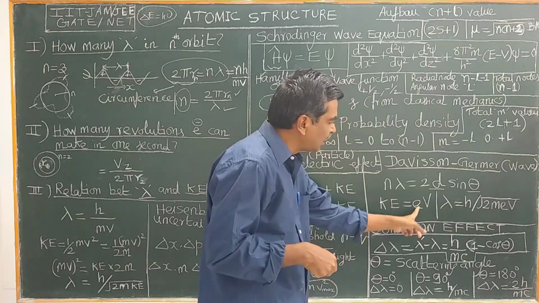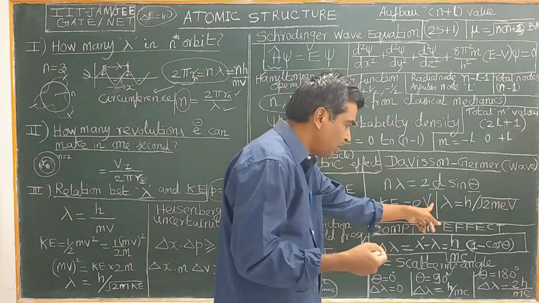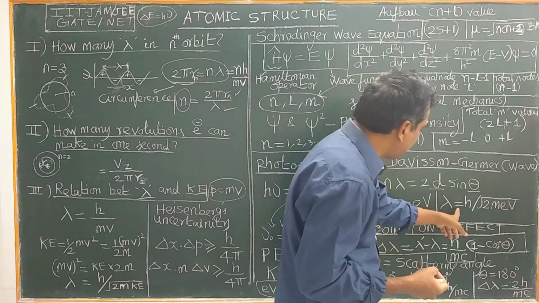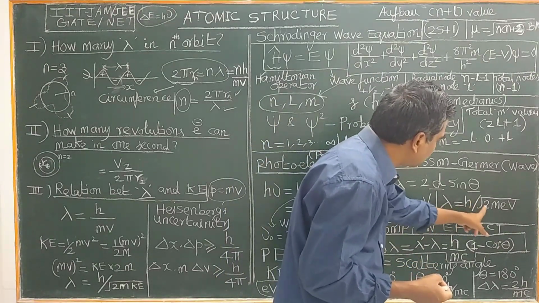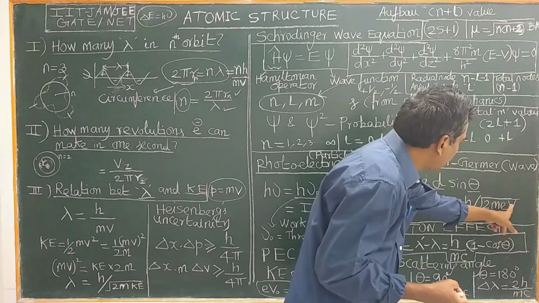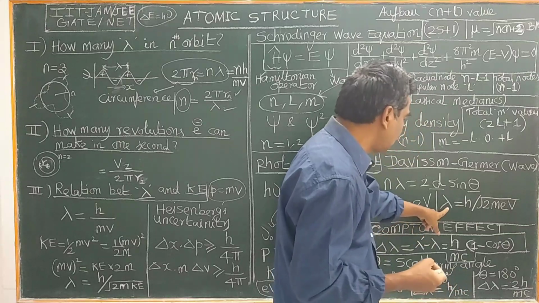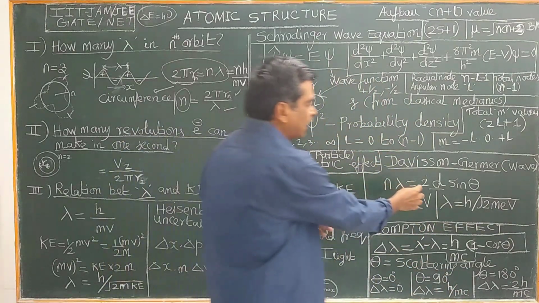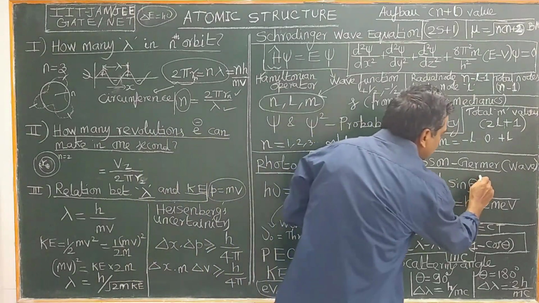This is nothing but the charge on the electron. We know the voltage; we apply the voltage to accelerate, to produce the electron waves. Therefore, you can calculate, for example, with Planck's constant, the mass of the electron, the charge on the electron, and the voltage applied, you can calculate the lambda. And again, you know the theta.